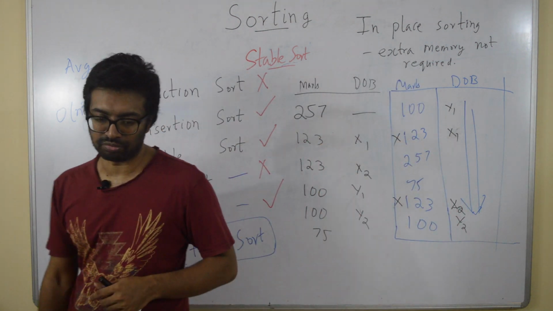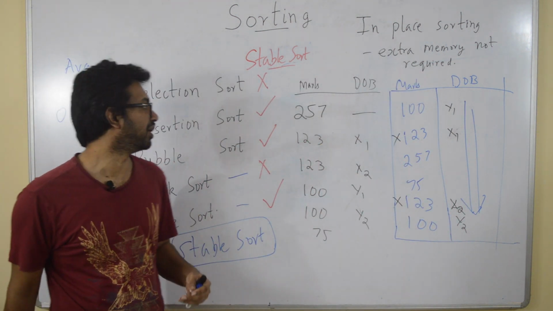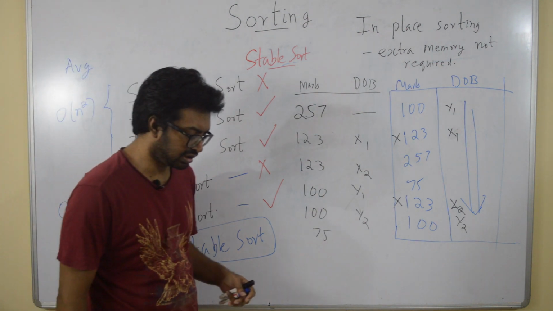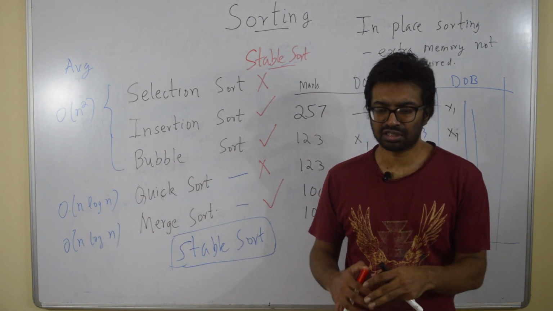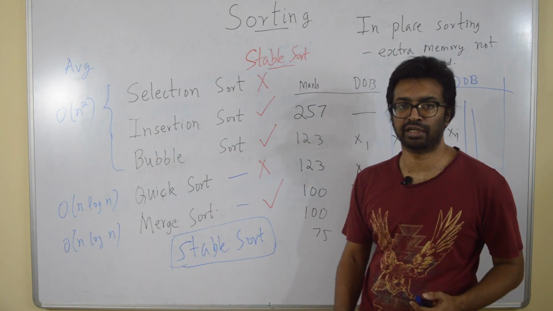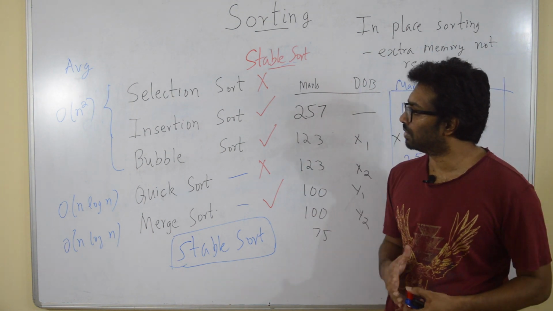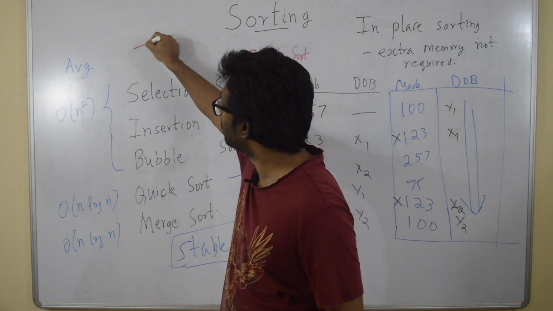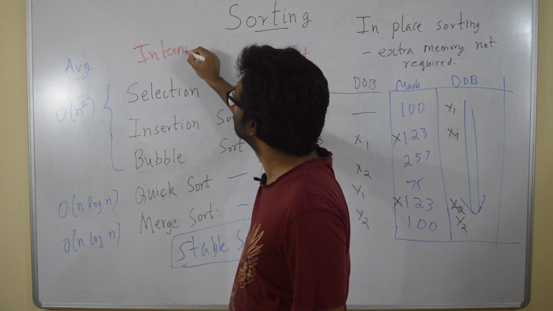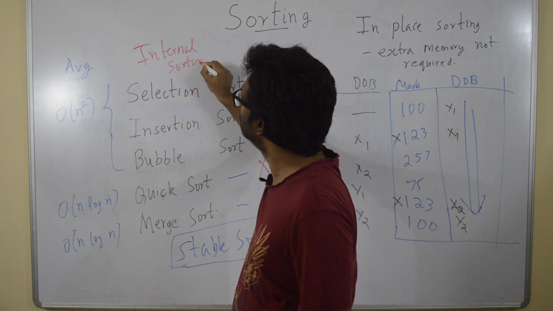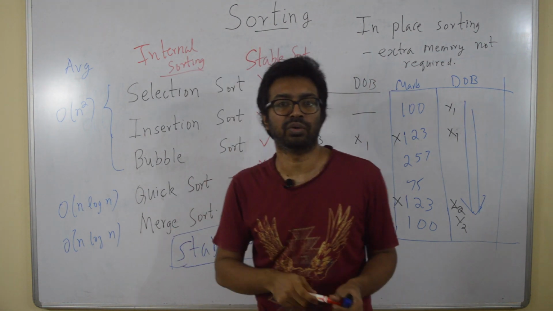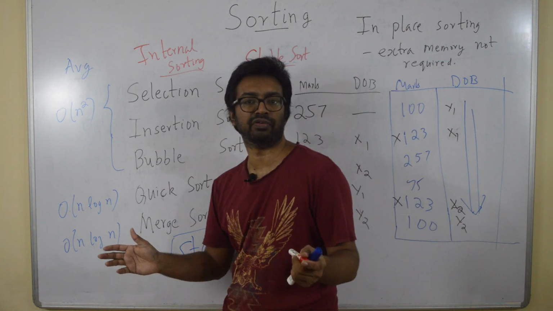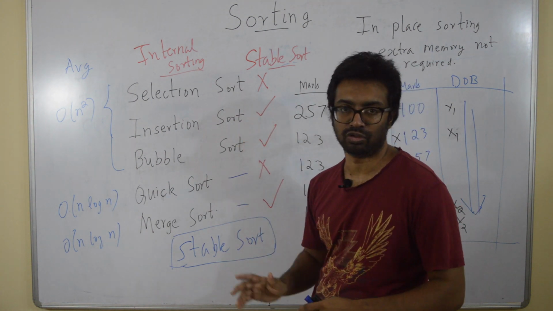But that makes them more complicated. So this is a brief overview of sorting algorithms, and we will now start looking at the simpler ones initially. These are, as we said, internal sorting. We will start looking at each of these sorting algorithms, and our course will end after we go through all these sorting algorithms.